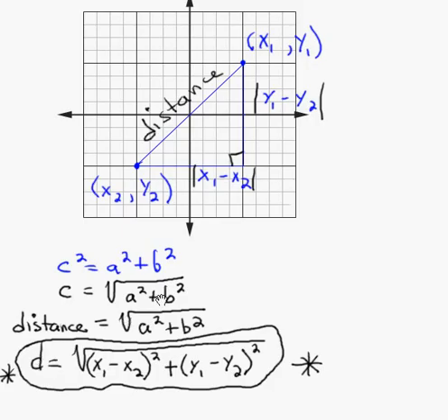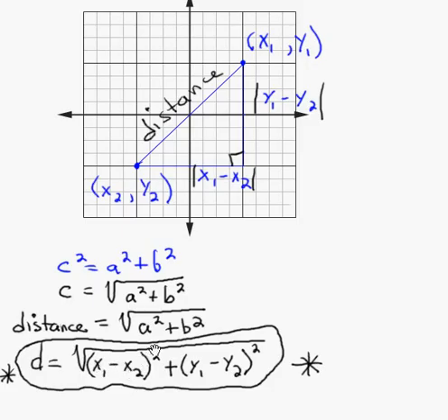Some of you might observe, well, wait, what happened to the absolute values? You don't have them anymore. The answer to that question is you don't need them anymore, because you just need to guarantee that the length of those sides are positive.